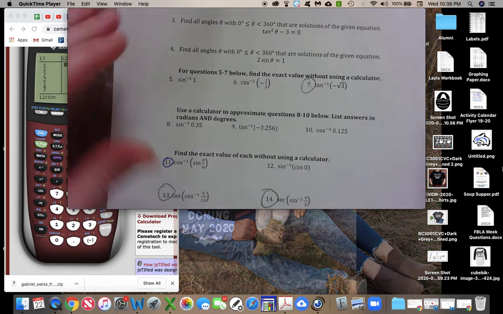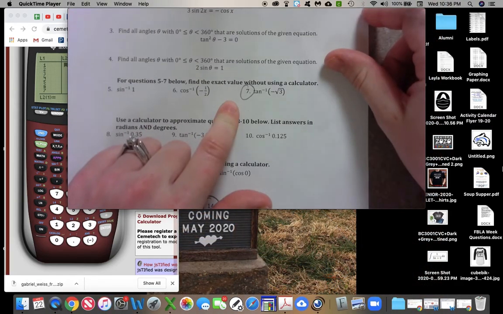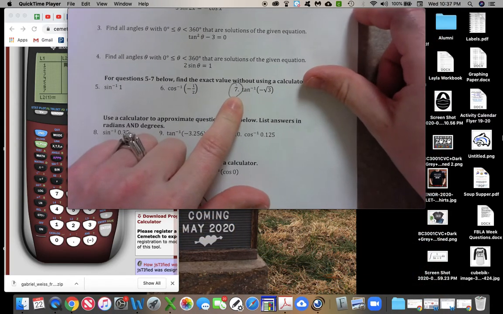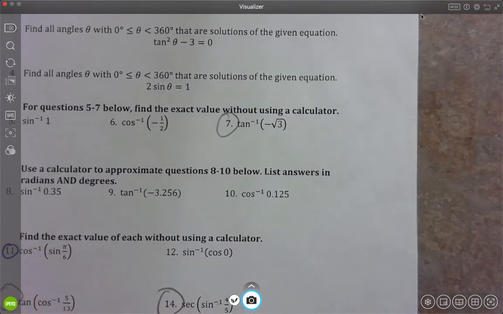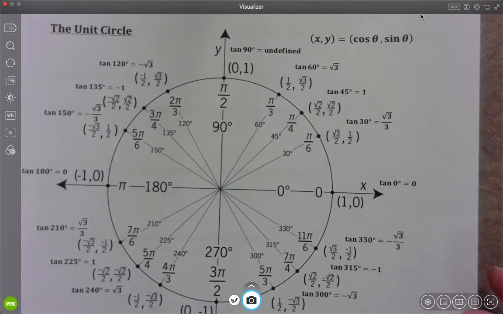Starting with number 7, they don't want you to use your calculator, they want you to find the exact value. Let me make my screen bigger. What's going to happen when they say find the exact value is they want you to use the unit circle, okay? That's all they want you to do.